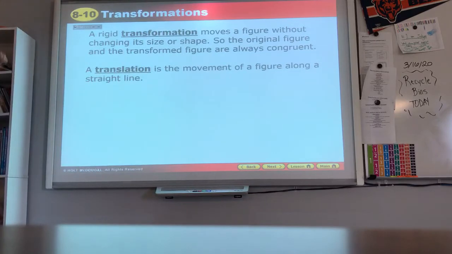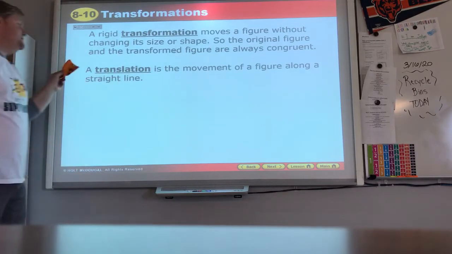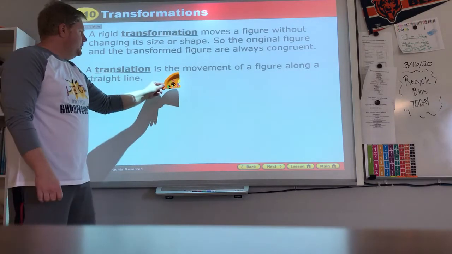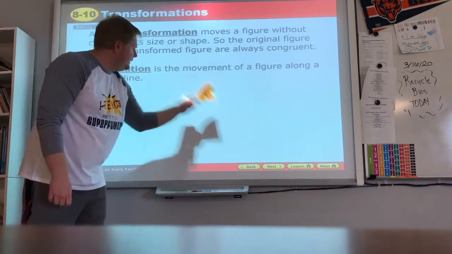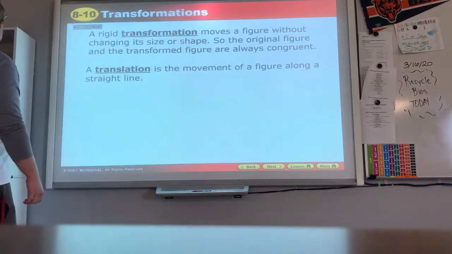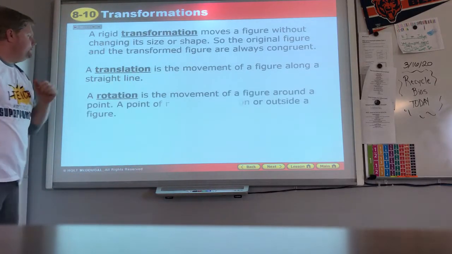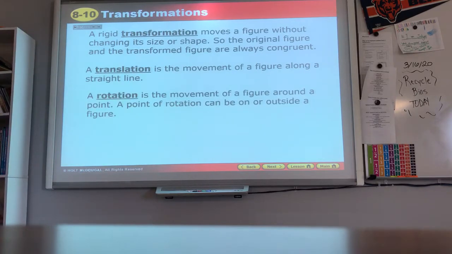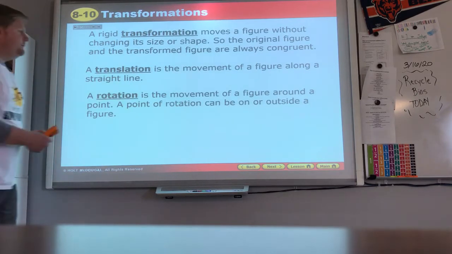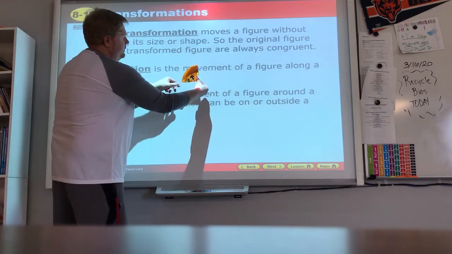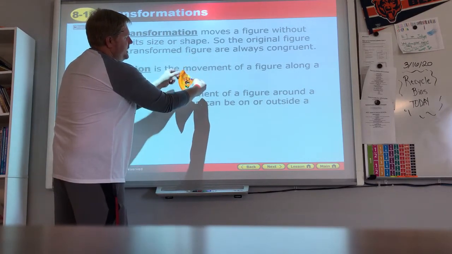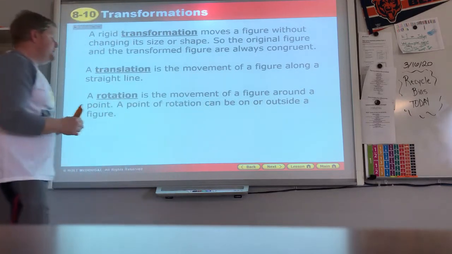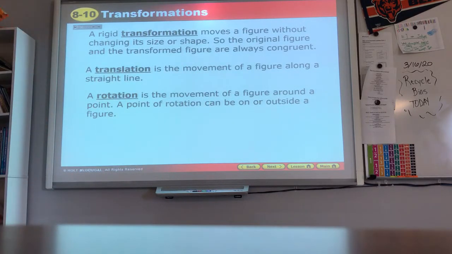A translation is the movement of a figure along a straight line. So this is actually what I was describing. From here to there, or from here to here, or from here diagonally, or down. Translation is a movement along a straight line. Rotation is the movement of a figure around a point. We have the figure. My fingers are the point that's holding it, and I'm rotating around that figure. That is a rotation.